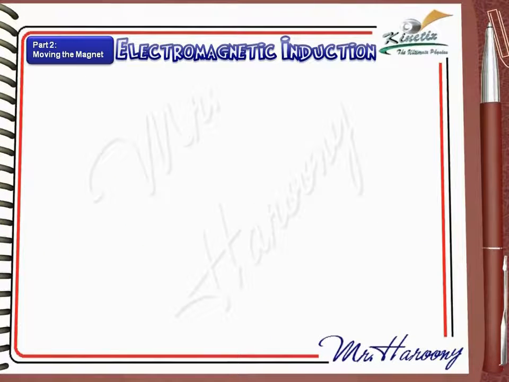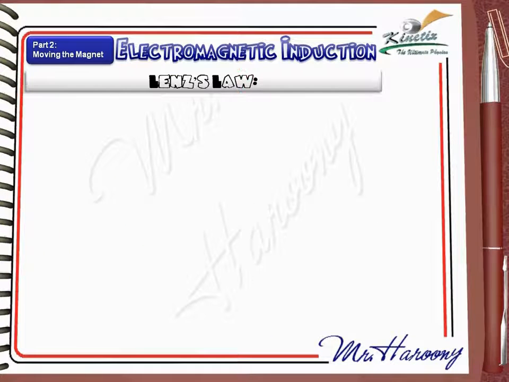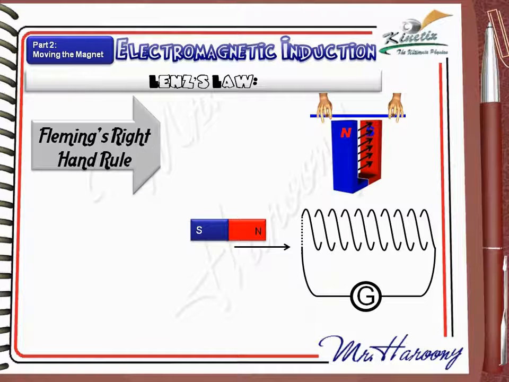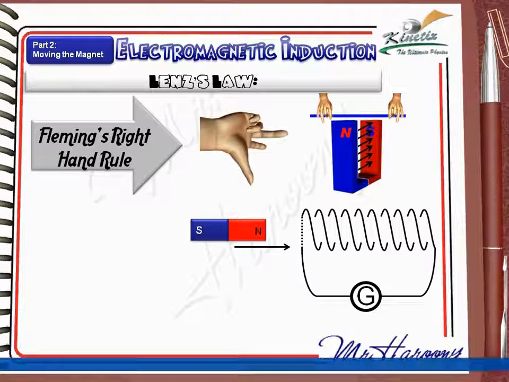In this part, we will study Lenz's law. These are the 2 ways we know until this level to produce an induced current in a wire. The first is to move the wire in a fixed magnetic field. In this way, as we said in the first part, the direction of the produced induced current is given by Fleming's right-hand rule. This rule is discussed in the first part, moving the wire.